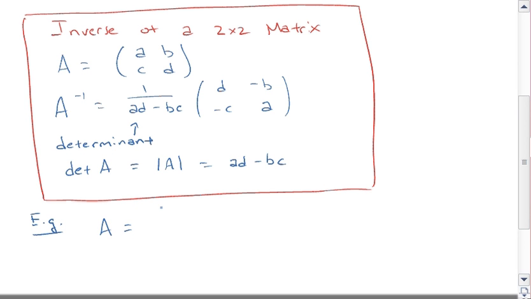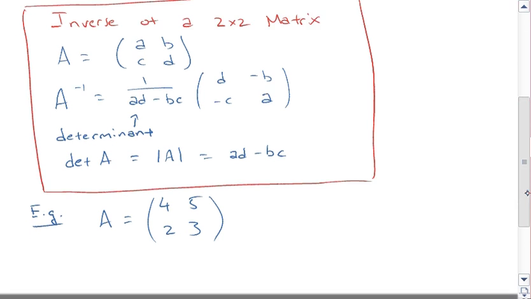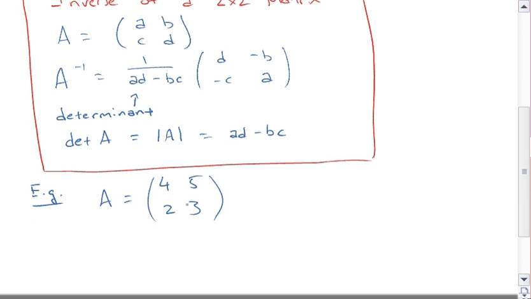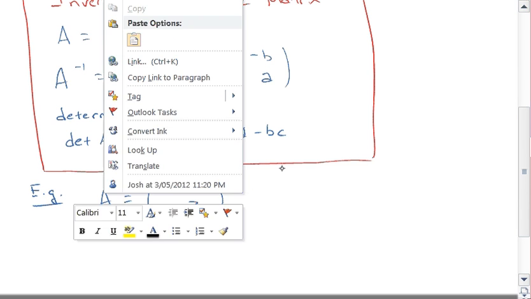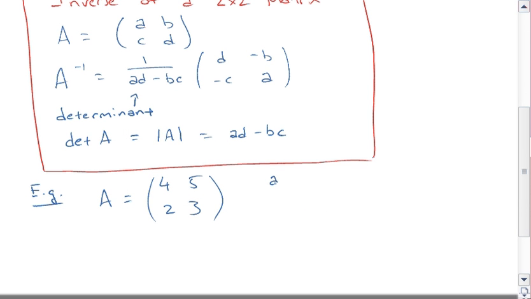is equal to 4, 5, 2, 3. So all I'm going to do is find the inverse of this matrix. What that means is all I'm going to do is apply this formula up here, A inverse equals this stuff, to this particular example. Just to make this really clear, if I set this matrix A equal to this matrix here, A, B, C, D, we could say that little a was 4, little b was 5, little c was 2, and little d was 3.